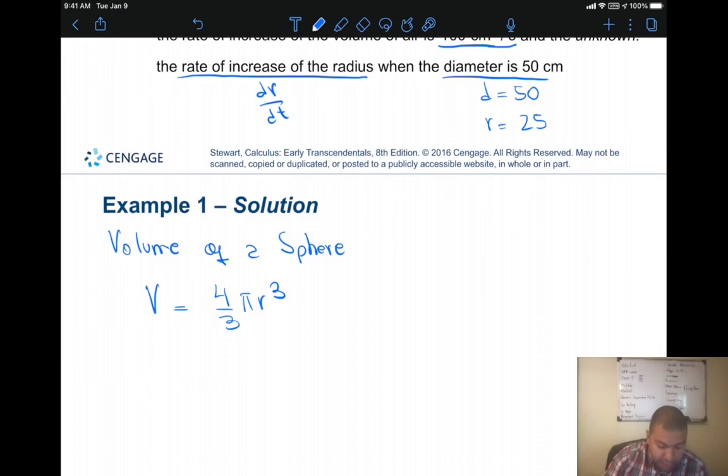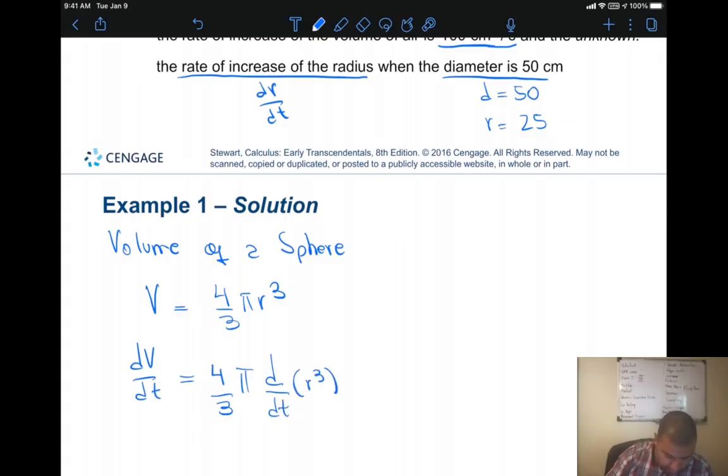Okay, but that's the volume of a sphere. So that's step one, finding the equation that connects volume and radius. And now you differentiate both sides, so you go dV/dt, and now use the chain rule, because you can pull all the constants out. Pi is a constant.